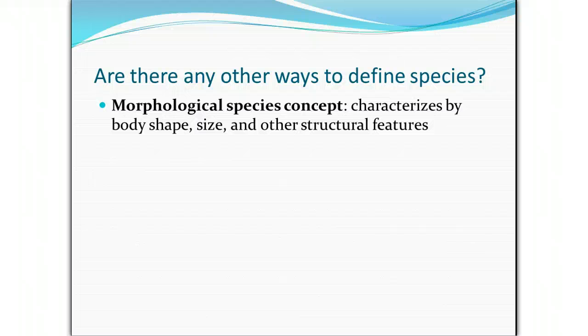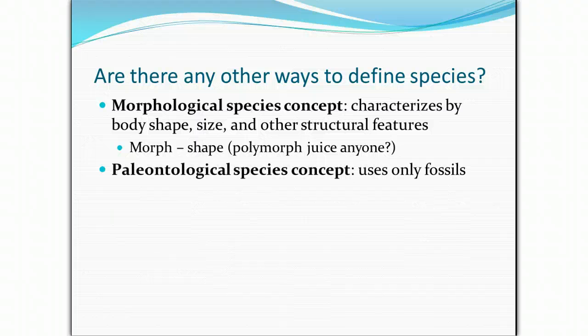There's the morphological species concept. We characterize the morphological species concept by body shape, size, and other structural features. It's a pretty easy one to remember because think about it, morphological, morph, shape, right? My Harry Potter nerds, polyjuice potion, yeah? There's the paleontological species concept, which only uses fossils. So they group together fossils and analyze fossils to define a species.